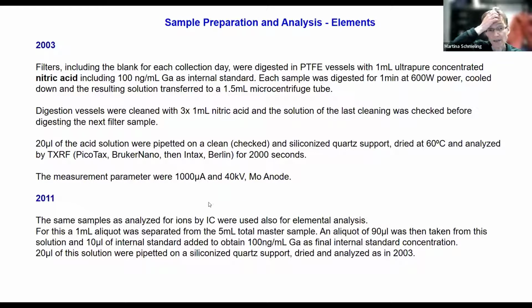In 2011, the same samples, as I mentioned, were collected and also analyzed for both ions and elements. For the aerosol, for the elemental analysis, a 1 milliliter aliquot was separated from the 5 milliliter master sample, which I will explain on the next slide for the ion chromatography, how it was used. And then we took from the 1 milliliter a 90 microliter aliquot and also added a standard to obtain the 100 ppb gallium as internal standard solution. Again, 20 microliter were pipetted and then the same analyzed as in 2003.